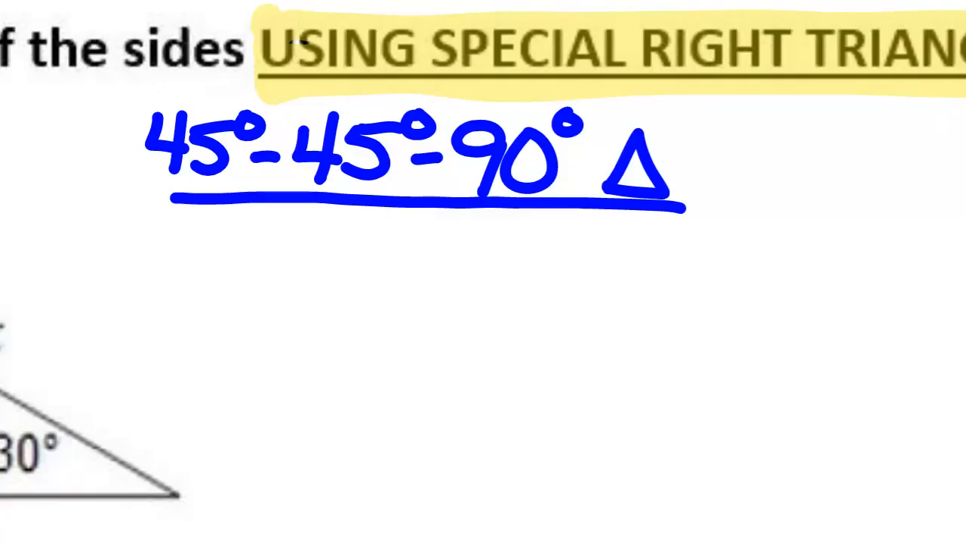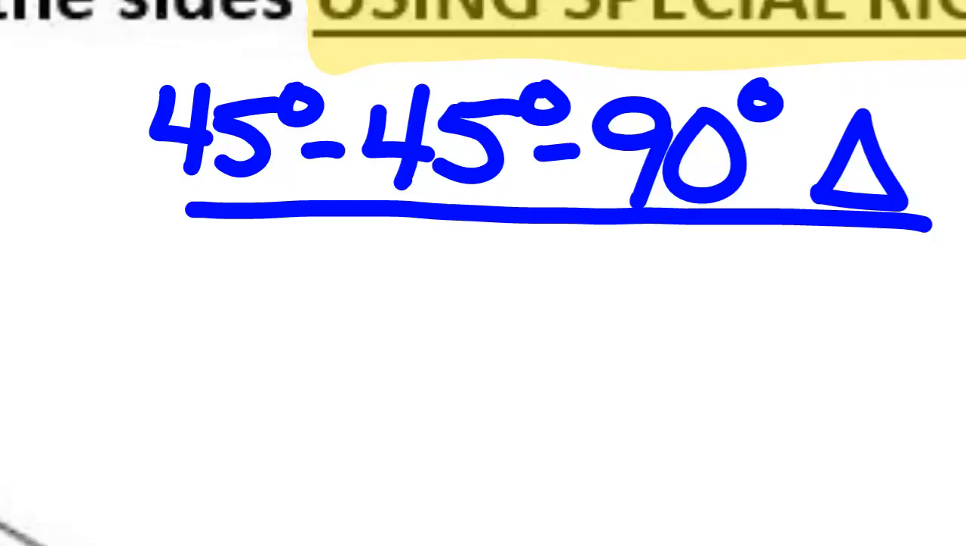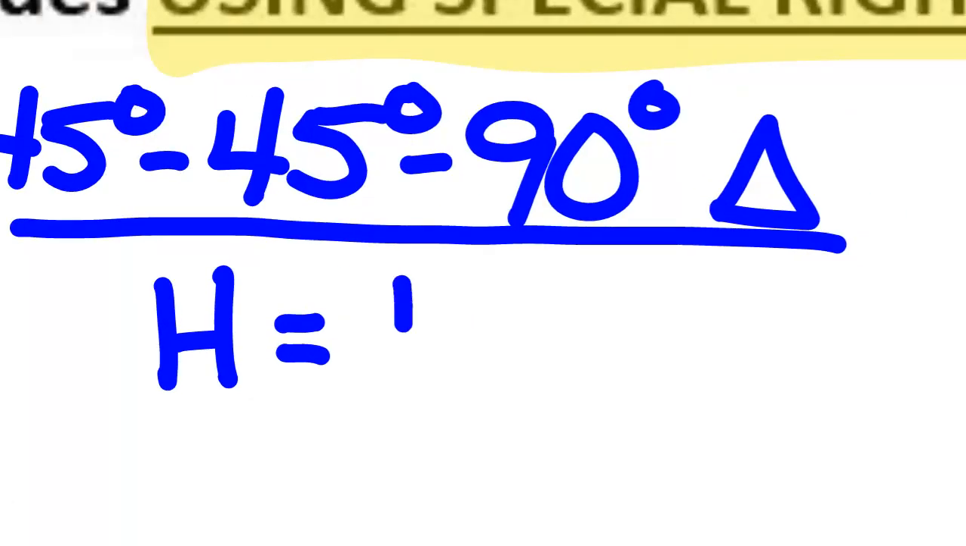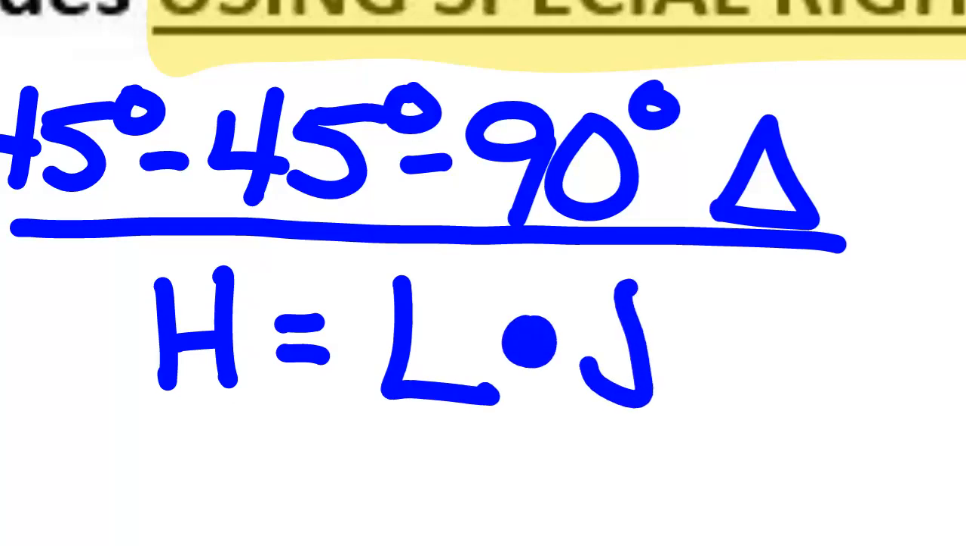Since I have two sides that are identical, we only have one rule. The hypotenuse is equal to the leg times the square root of 2. And it doesn't matter which leg I choose because those two legs are the same size.